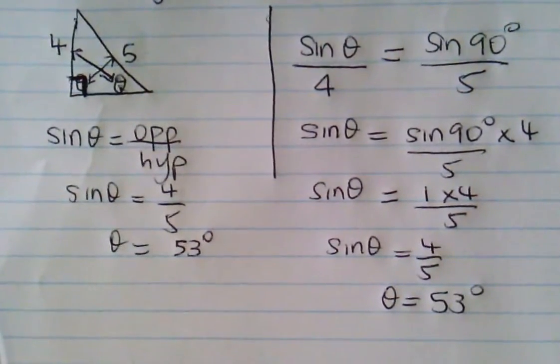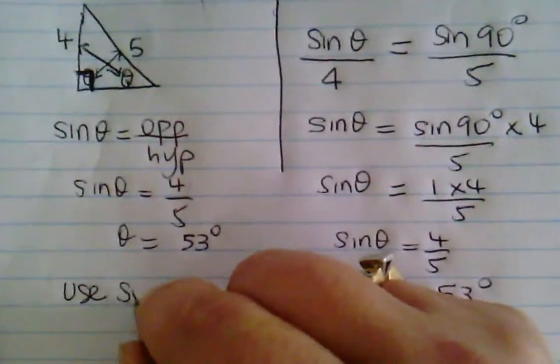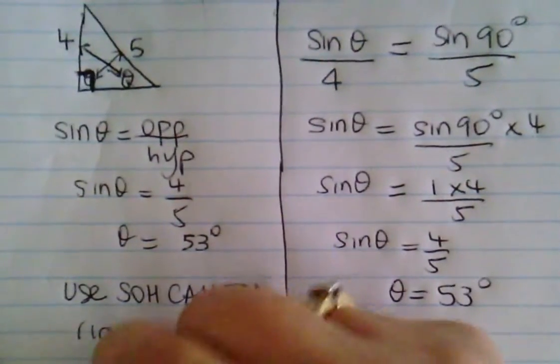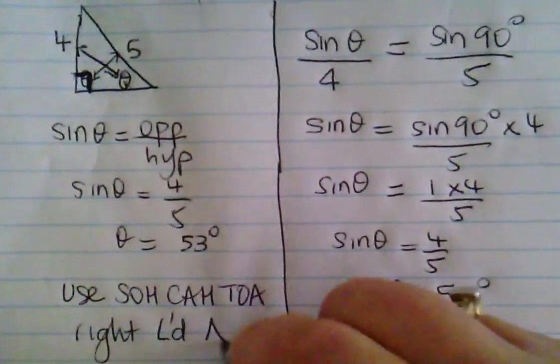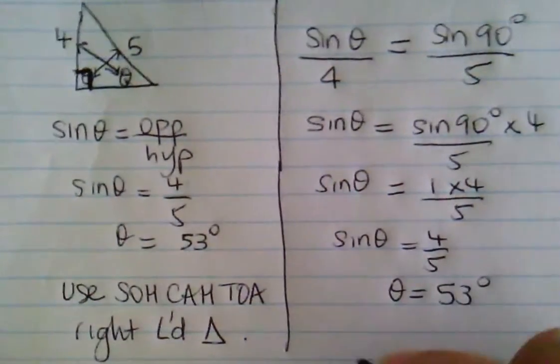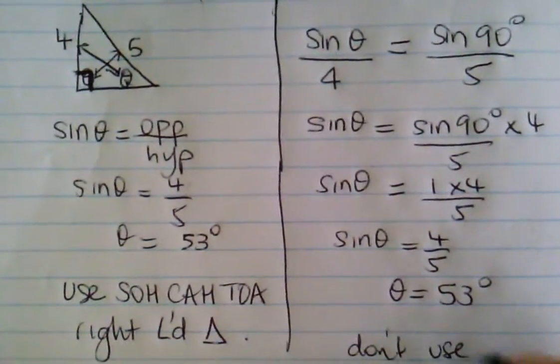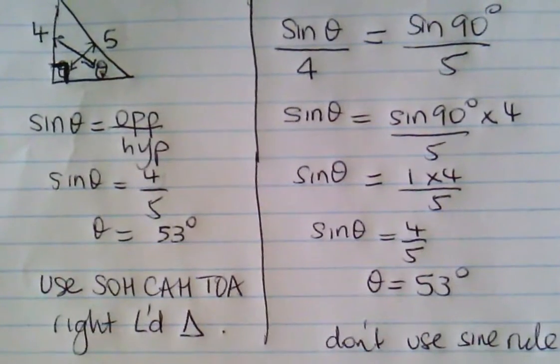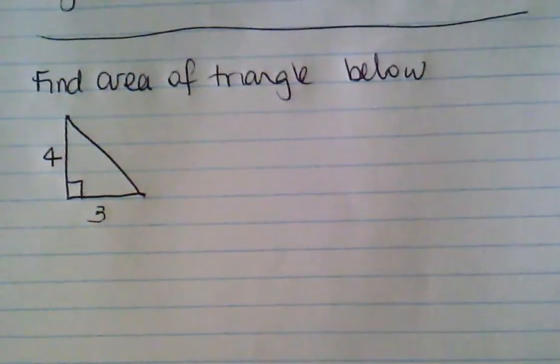So it just shows that if you were to use the sine rule in a right angle triangle, you'd still get the same answer, but why do that? It takes so much longer, all right? Of course, you would use SOH CAH TOA, because it's a right angle triangle, okay? Don't go and use the sine rule. But it would work if you did. The same thing would happen.